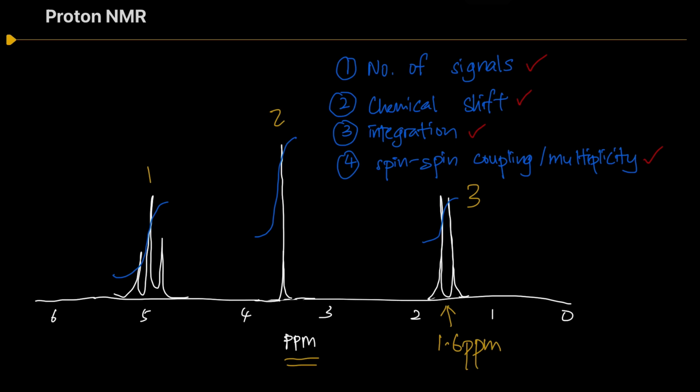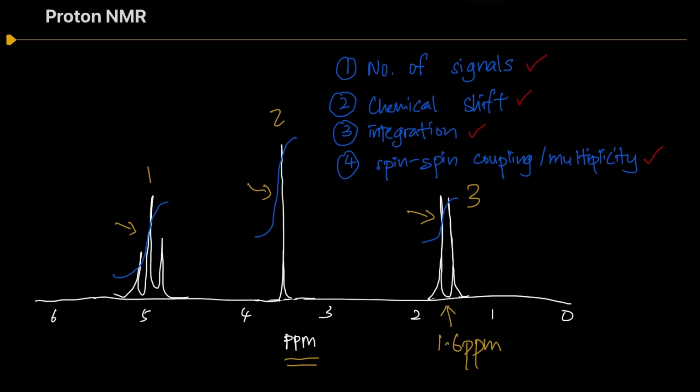And the integration: you can see there is a blue line that overlaps with the signal. So this is the integration. Later I will share with you how to read this, and how we use this information when we are trying to solve the structure of a compound.